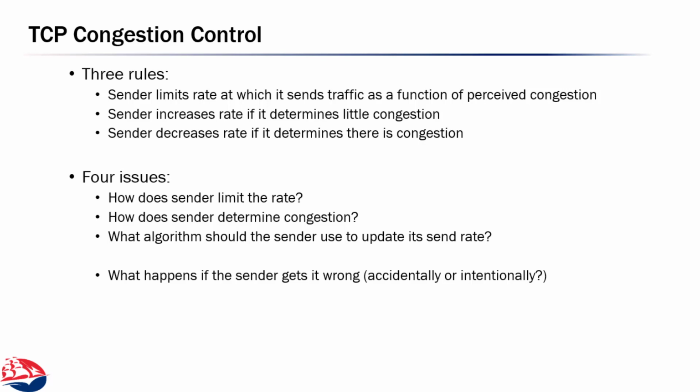So this really resolves to four issues. One, how does the sender limit the rate? Two, how does the sender determine that the link is congested? Three, how do we update our view of what the congestion really is to update our send rate in response to this congestion? And four, what happens if we get it wrong?